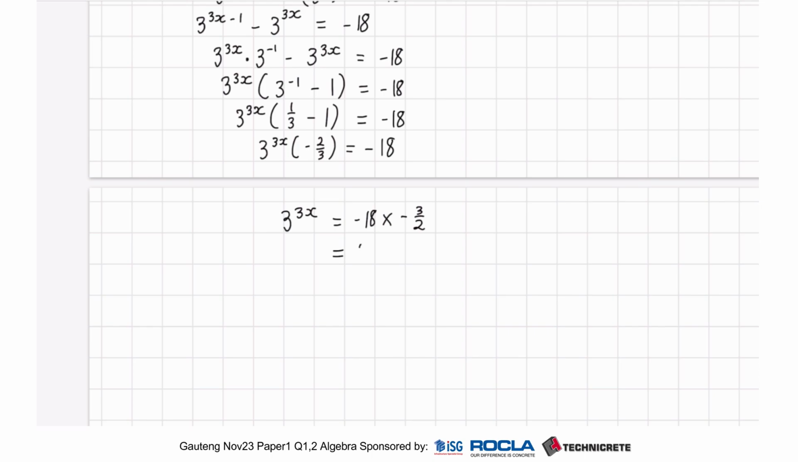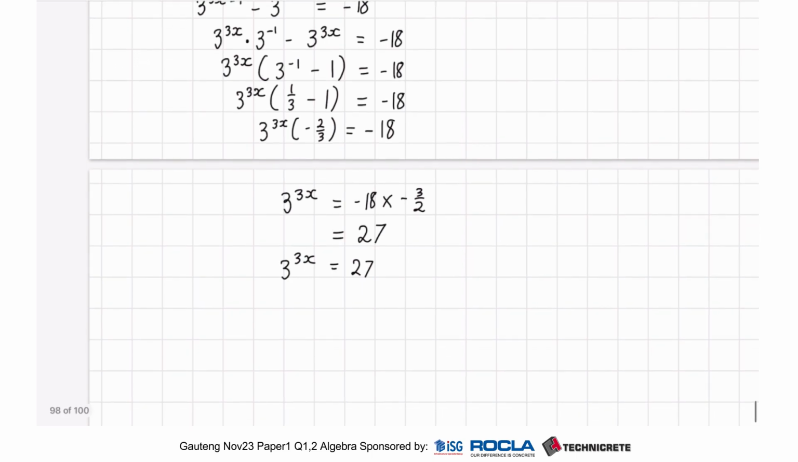And that's equal to 27. So now I have 3 to the 3x equal to 27, and again I can write 27 in terms of base 3. So now I've got the same bases, which means that the exponents must be equal. And so x is equal to 1.